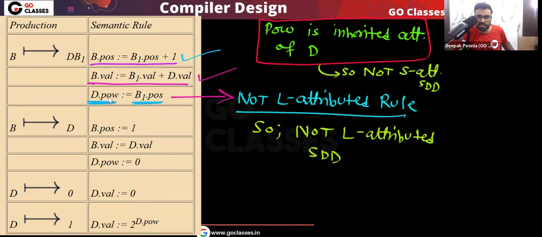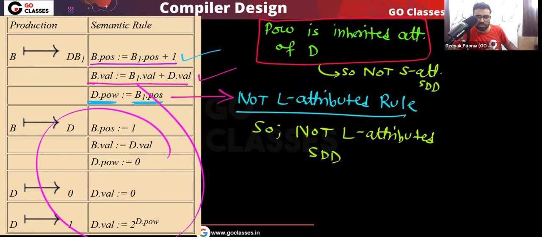But here you can see that this semantic rule is defining an attribute of D. D is on the RHS. We are defining an attribute of the RHS, so this pow is an inherited attribute of D. And if your SDD has at least one inherited attribute, then it is not S attributed SDD. So you can see this SDD is not S attributed, and not L attributed. Okay, is this clear? Now let's check the remaining rules also.